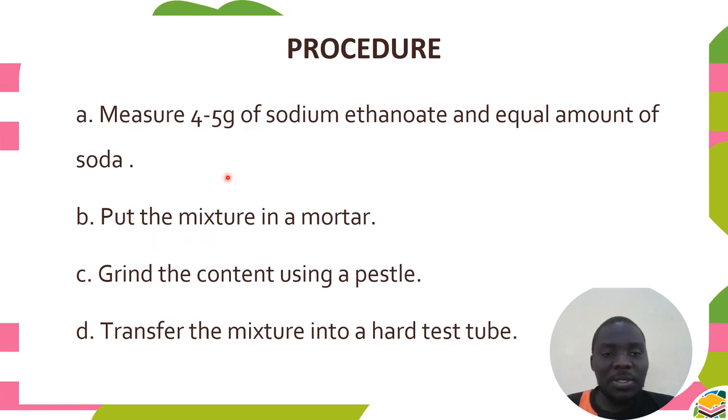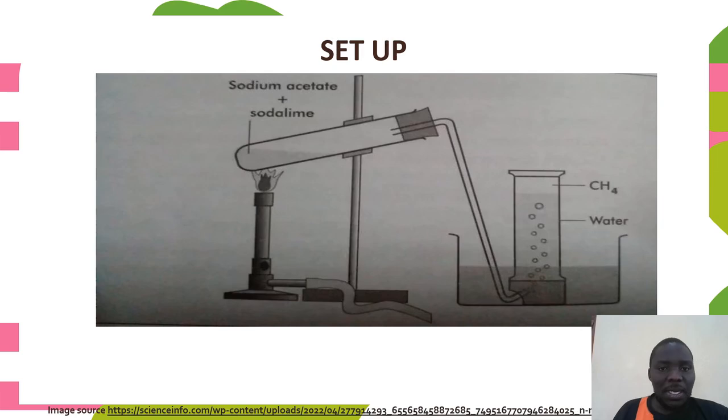So the first thing is to measure 5 grams of sodium ethanoate and put it in a mortar. Then you measure another 4 to 5 grams of soda lime and put it in the mortar. After that, you grind the contents using a pestle. Then you transfer the mixture into a hard test tube.